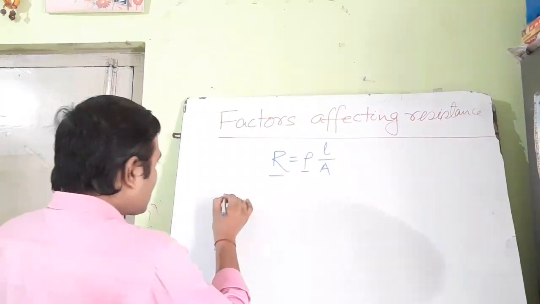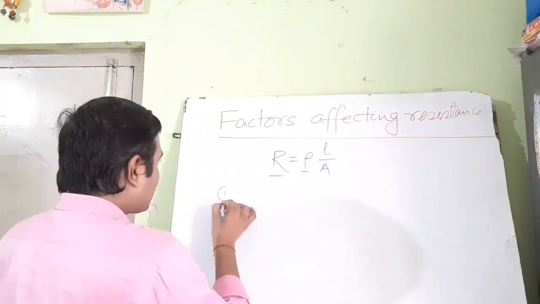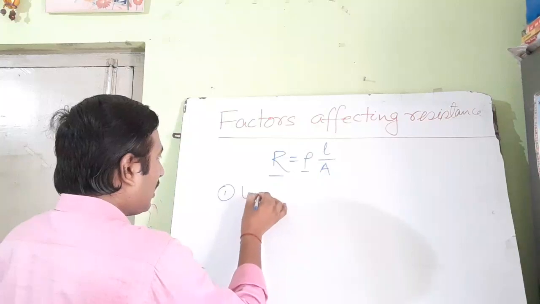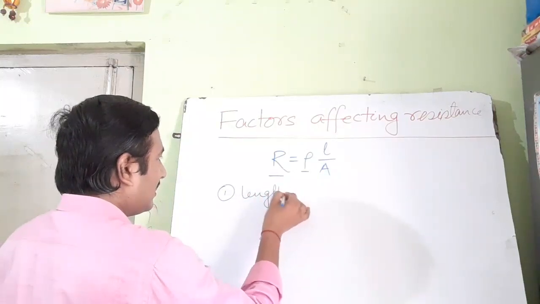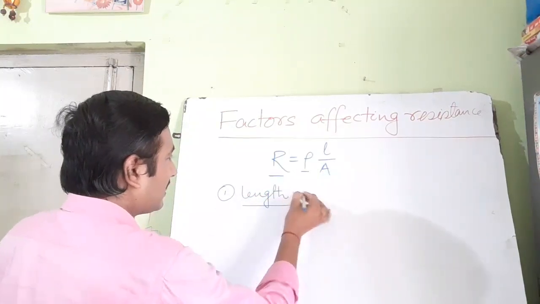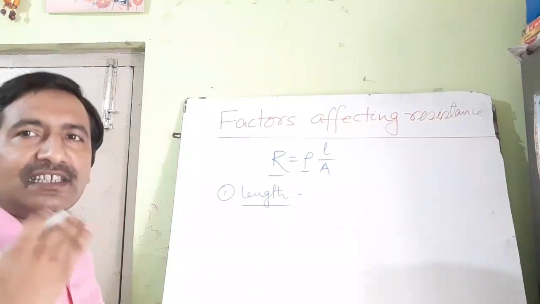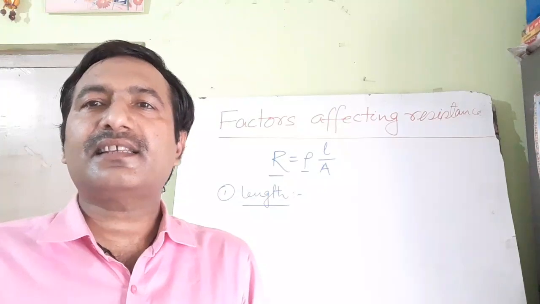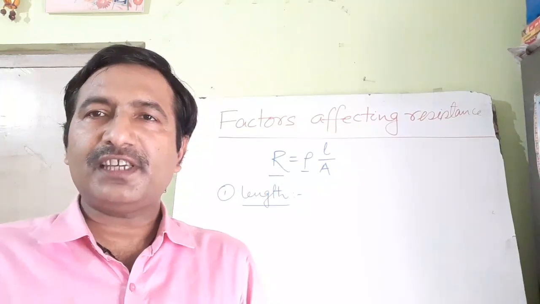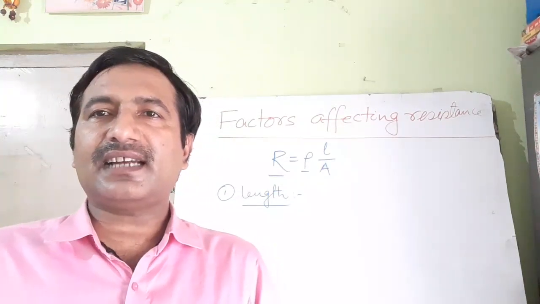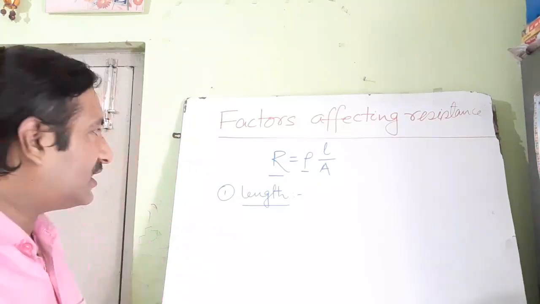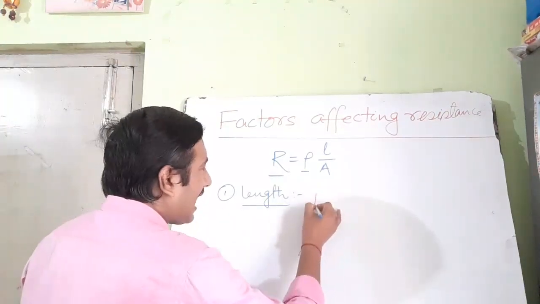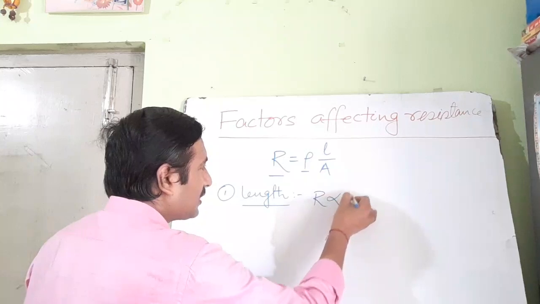So the first factor which affects resistance is the length of the conductor. If you increase the length of a conductor, its resistance will increase. If you decrease the length of the conductor, its resistance will decrease. That is, you can write R is directly proportional to L.